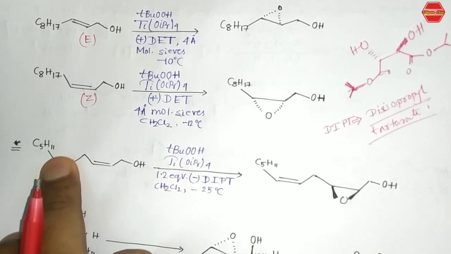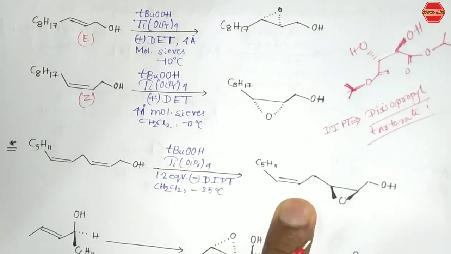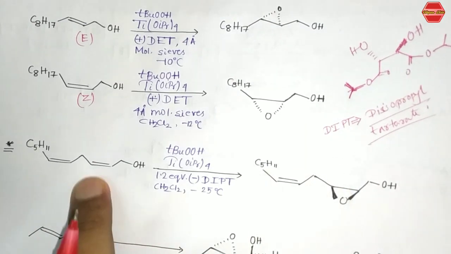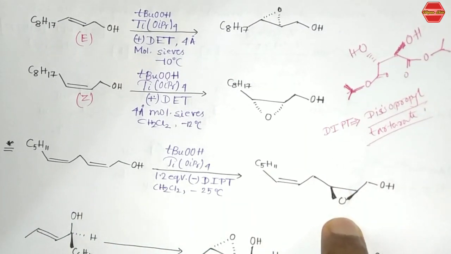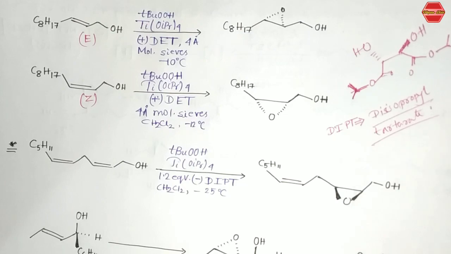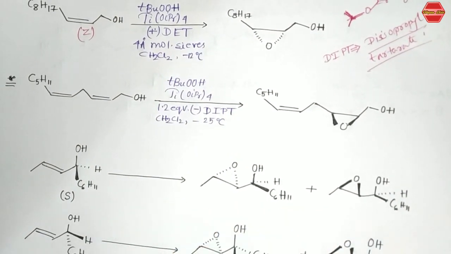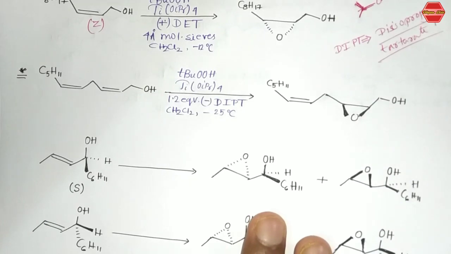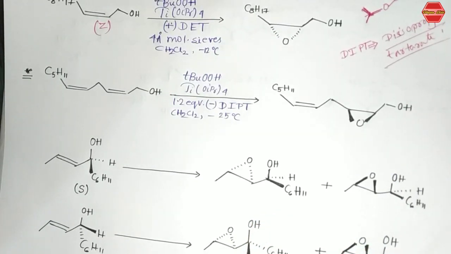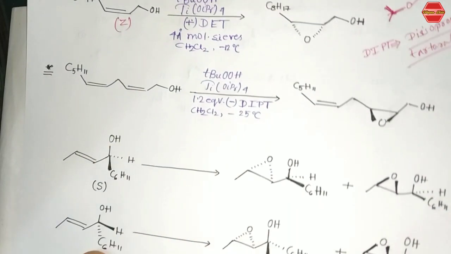So this double bond will not react; it will remain unreacted in the product, and this allylic alcohol stereoselectively forms an epoxide. This reaction is very important for the Sharpless asymmetric epoxidation. Now let's take two important compounds; these two substrates are given over here.